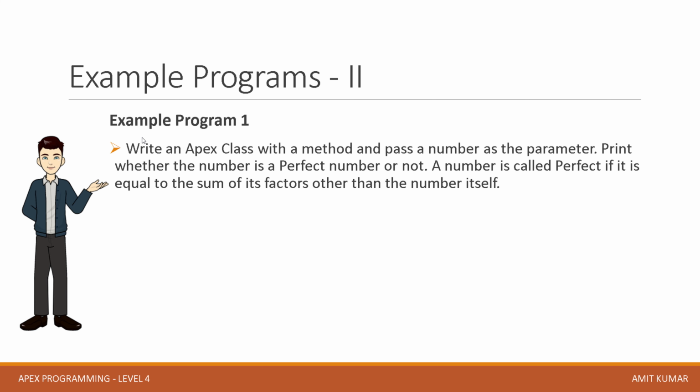So if we talk about all the factors of 6, then it is 1, 2, 3 and 6 itself. So we won't consider the number itself. So the remaining factors are 1, 2 and 3. And if you add them up, it results into 6 itself. So when the sum of the factors of a number, excluding the number itself, equals the number itself, then it is a perfect number. So let's see the program.